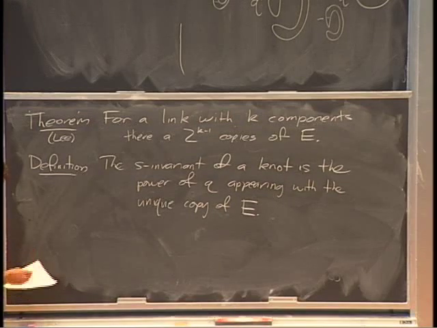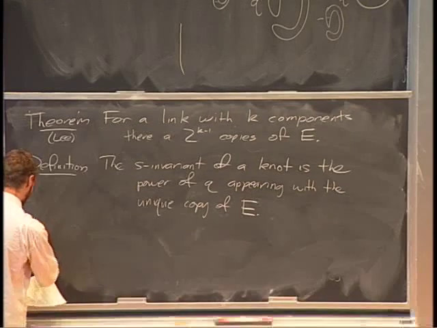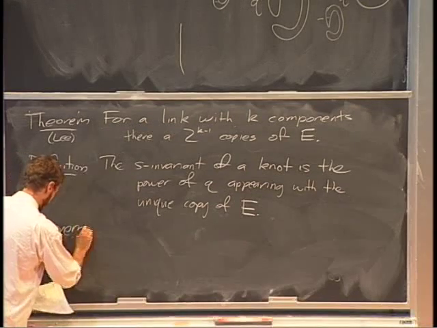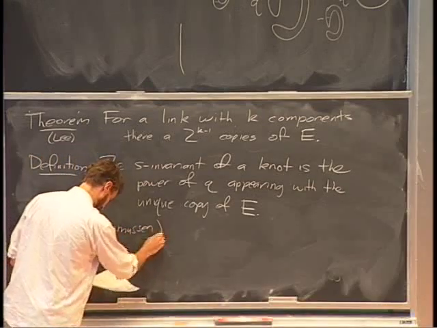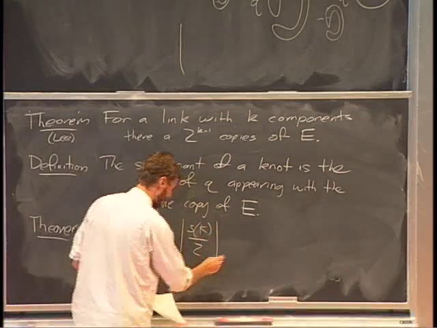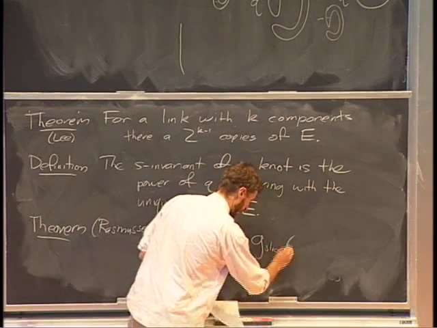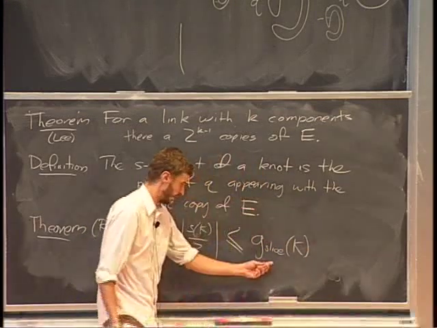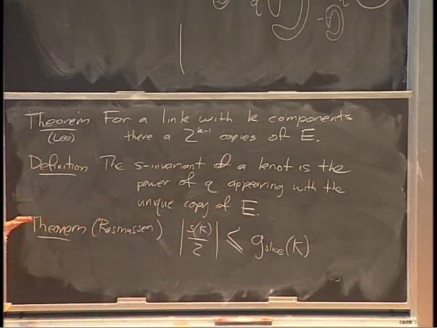Okay. So then the theorem. The theorem of Rasmussen is just that the absolute value of the S-invariant divided by 2 gives a lower bound for the slice genus of the knot. So this is just: look at all surfaces in B4 meeting your knot in the boundary S3 and just take the minimum genus over those surfaces.